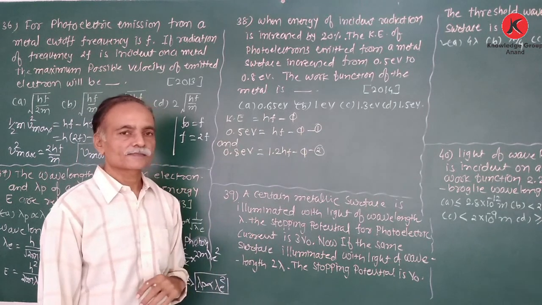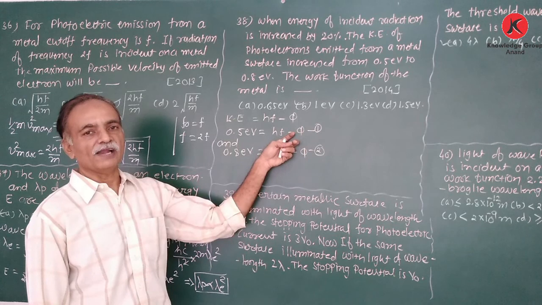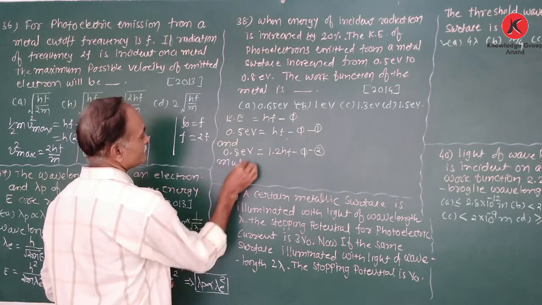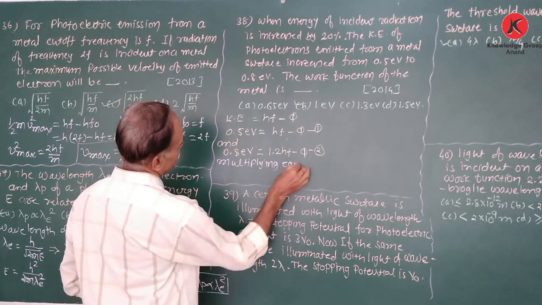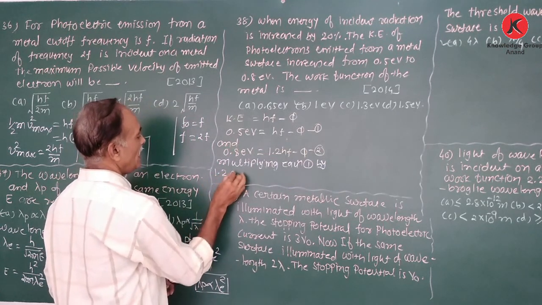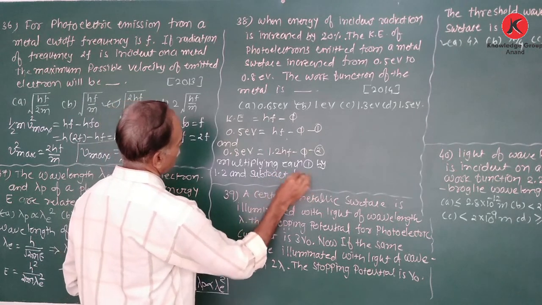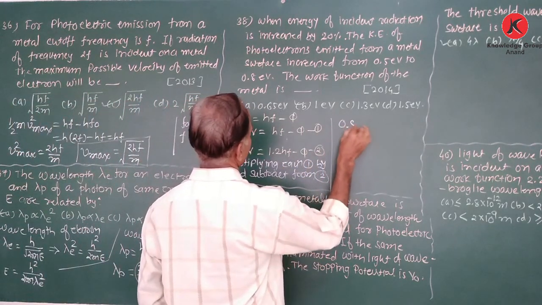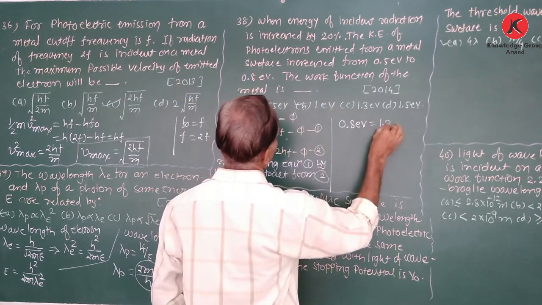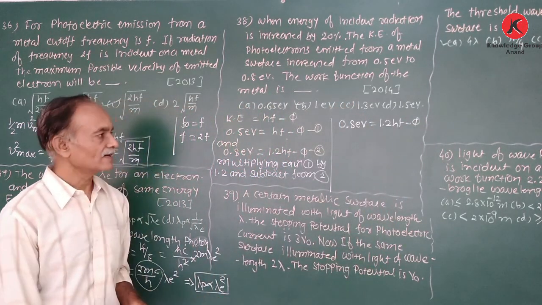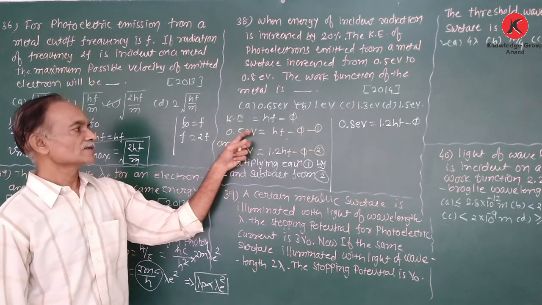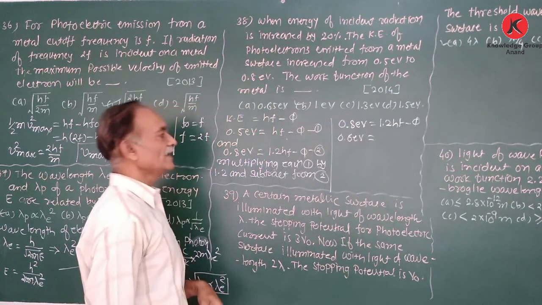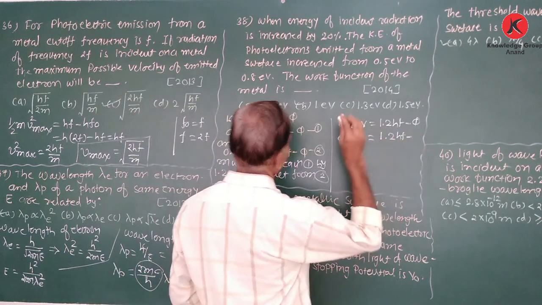We require the work function phi. Therefore, we have to multiply equation 1 by 1.2 and then subtract from equation 2. Equation 2 is 0.8 electron volt equals 1.2 hf minus phi. Now we multiply equation 1 by 1.2. So 1.2 multiplied with 0.5 becomes 0.6 electron volt, equal to 1.2 hf minus 1.2 phi.